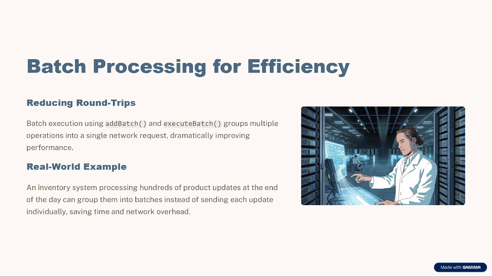This dramatically improves performance. A real-world example would be an inventory management system updating hundreds of products at the end of the day. Instead of updating every product individually, the system processes them as a batch. Less communication, less overhead, better performance. That's the power of batch processing.